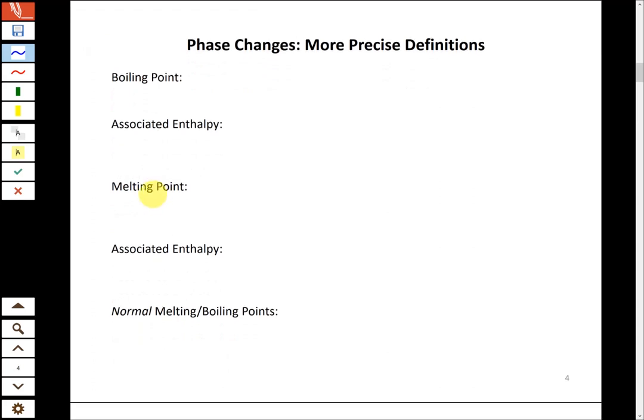So we've already talked about boiling point and melting point, and we said that boiling point is the temperature at which molecules escape to the gas phase, and melting point is the temperature at which a solid is converted to a liquid. We gave those very general definitions. There's a little bit more to it than that, from the standpoint of being precise and accurate. So boiling point is going to be defined as the temperature at which the vapor pressure equals the atmospheric pressure.